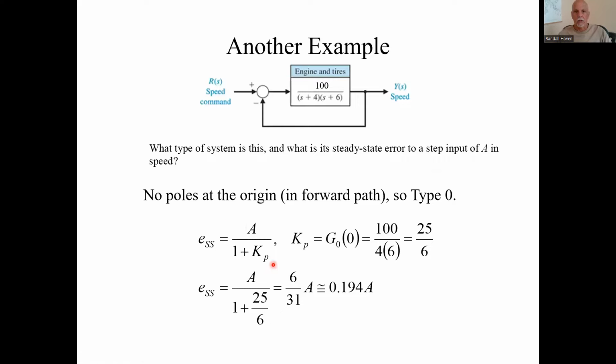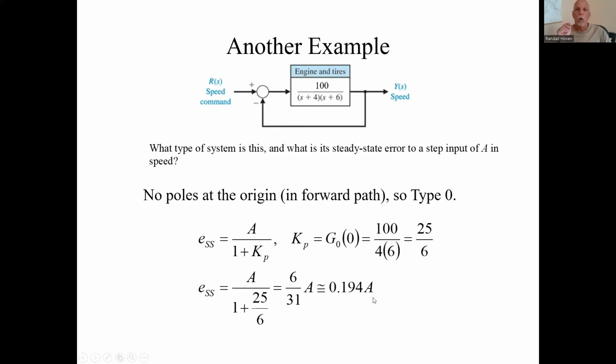Here is that calculation from that table. In the case of P equals G naught, which will be 100 over 4 times 6, or 25 over 6. I'll put this K in here. And it just amounts to the steady state error being 6/31 of whatever A was, or a little less than 0.2.